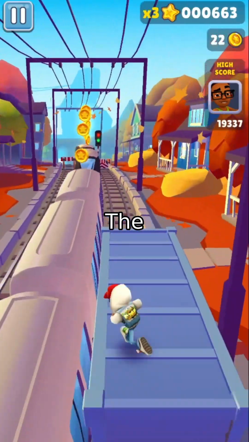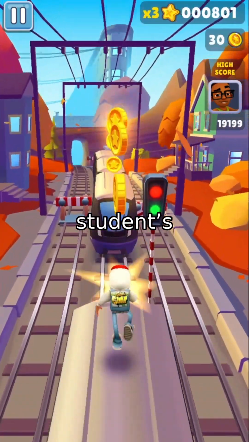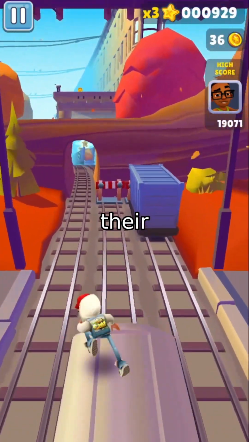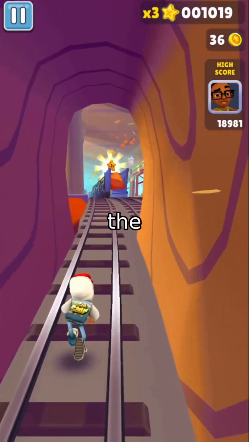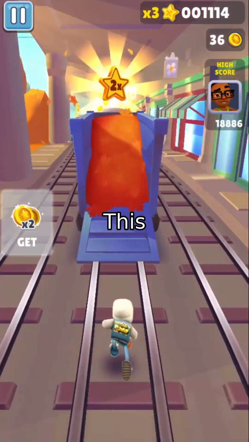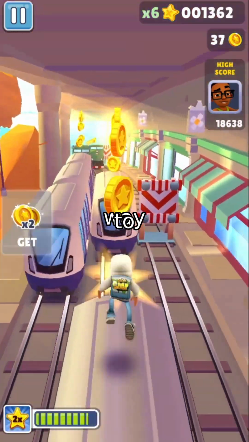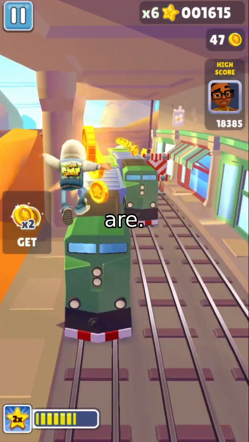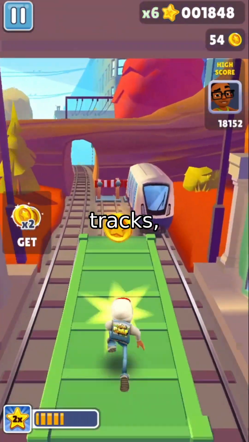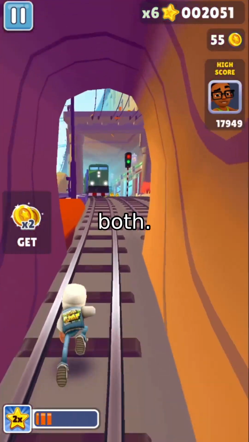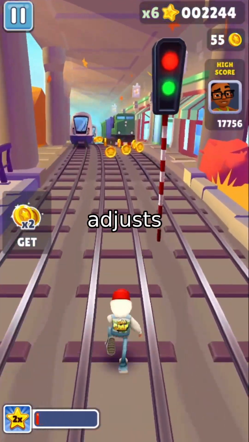Here's how it works. The system first creates a representation of each student's learning journey, like a unique fingerprint of their progress. Then it calculates the distance between these fingerprints. This isn't just any distance. It's a mathematical way to see how different two students' learning paths are. If two students are on similar tracks, the system suggests the same questions to both. If they're diverging, it adjusts accordingly.